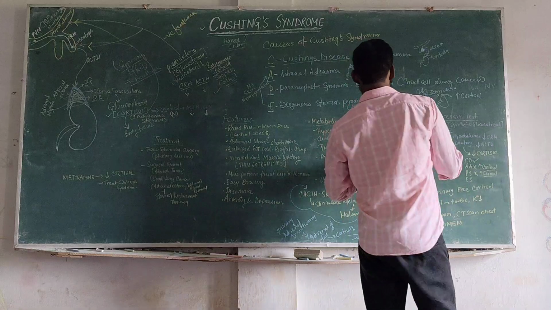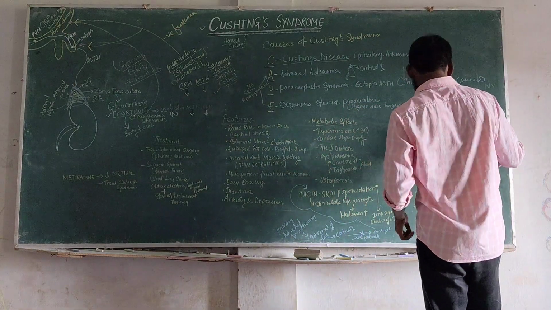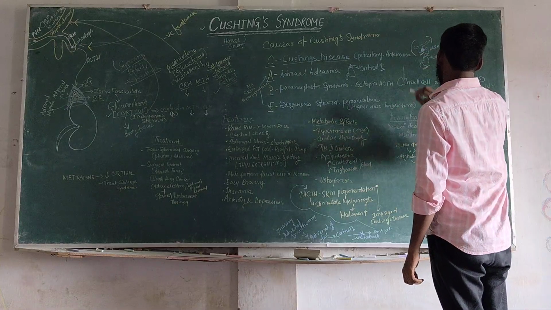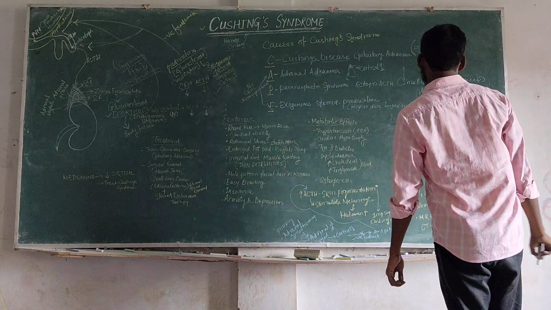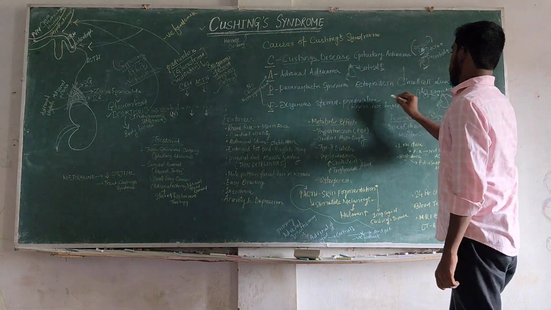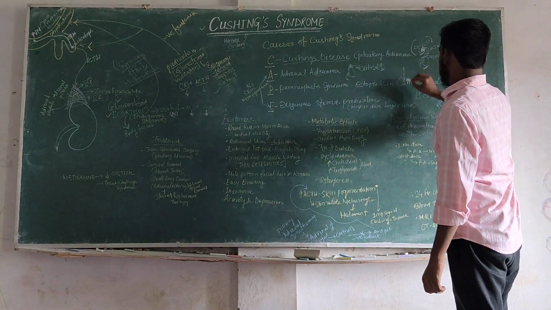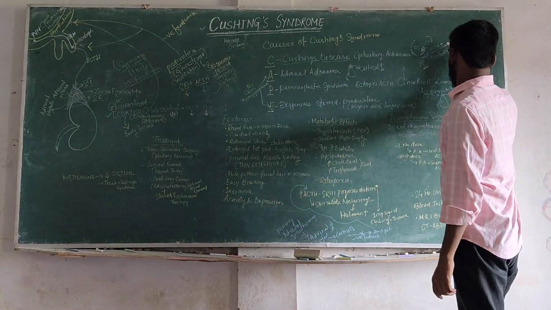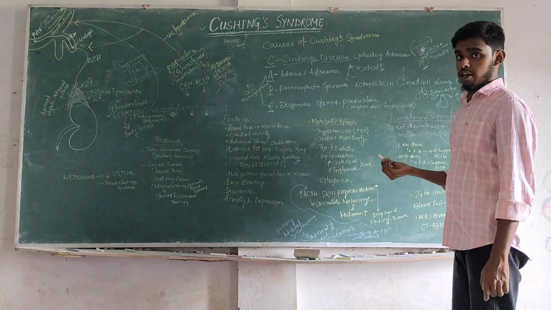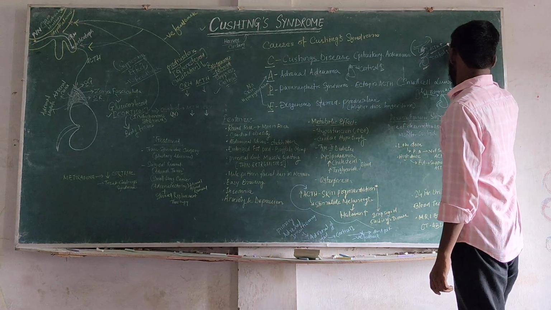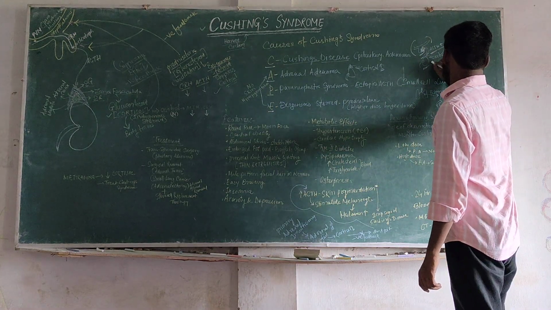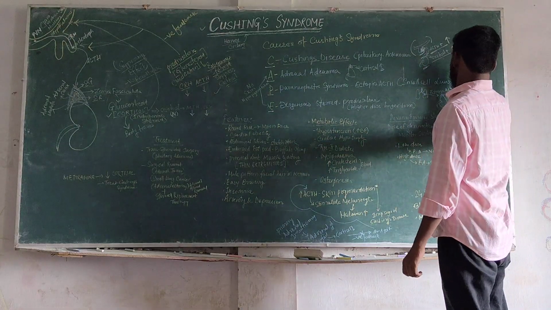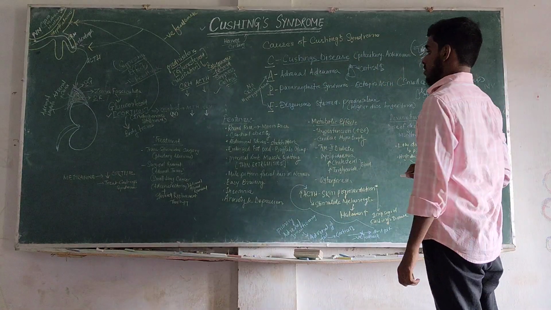So what is Cushing disease? In Cushing disease, there is the hypothalamus, anterior pituitary, and here the adrenal gland. What happens in Cushing disease is that in the anterior pituitary gland there is an adenoma, which can increase the level of ACTH. We know that in the case of an adenoma, hypersecretion of the gland happens. So when the ACTH level is increased, it also increases the cortisol level because ACTH acts on the adrenal cortex. Thus Cushing disease occurs.